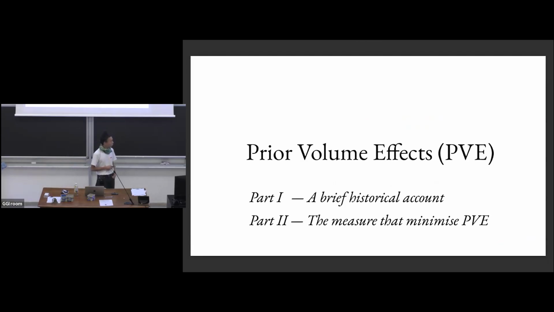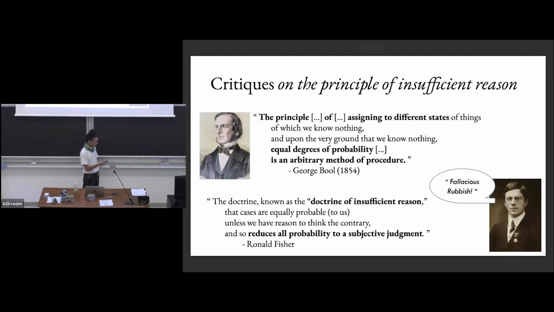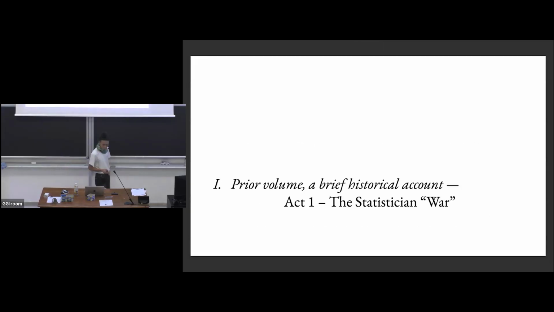So I will divide my talk in two parts. First, I will give a brief historical account of the prior dependence. And in a second part, taking some inspiration from those early works, I will try to advocate for a way to systematically minimize the prior volume effects. Spoiler alert: this very issue of the prior dependence was at the center of sparkling debates between the people that developed statistics.